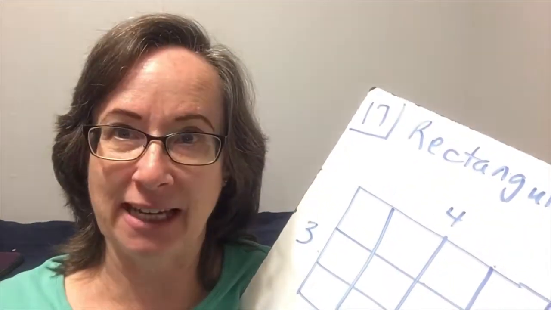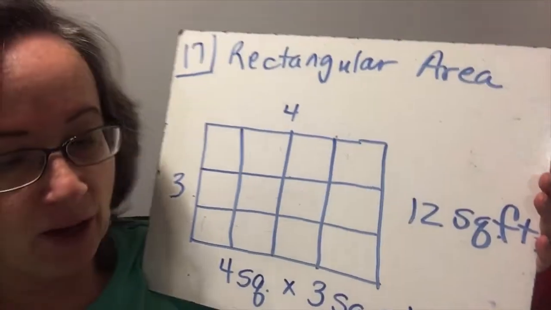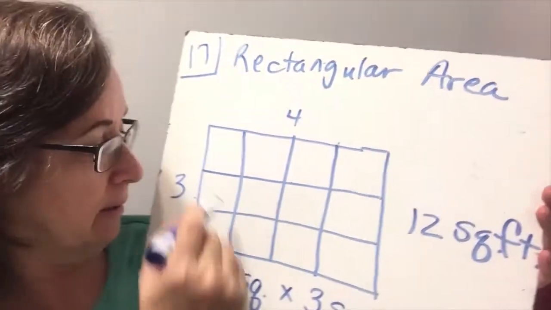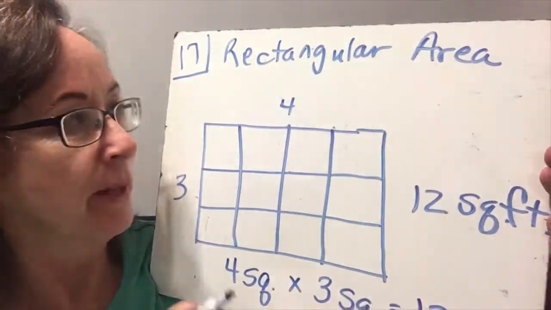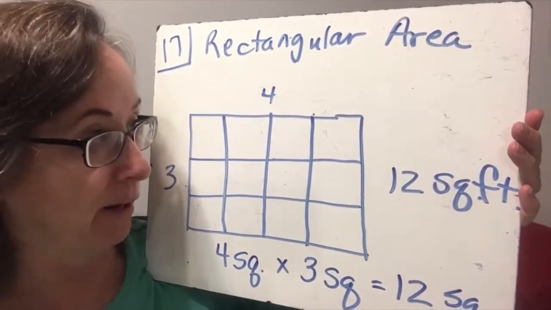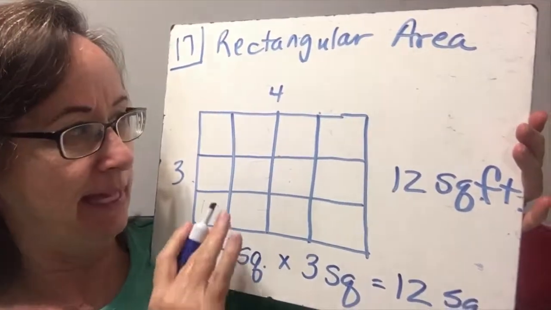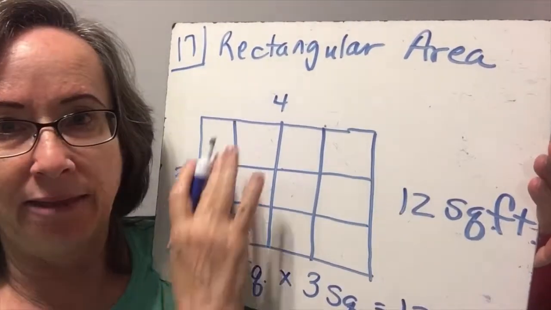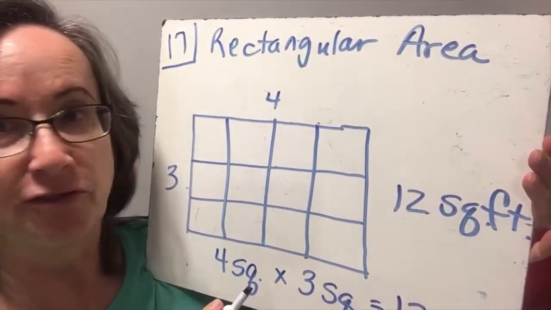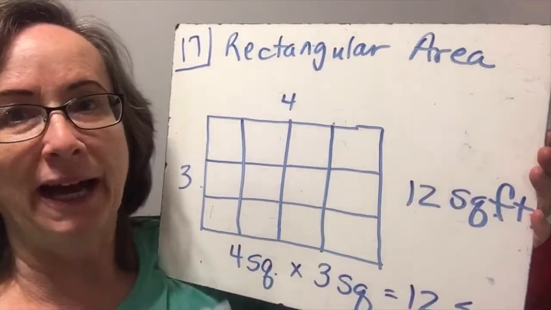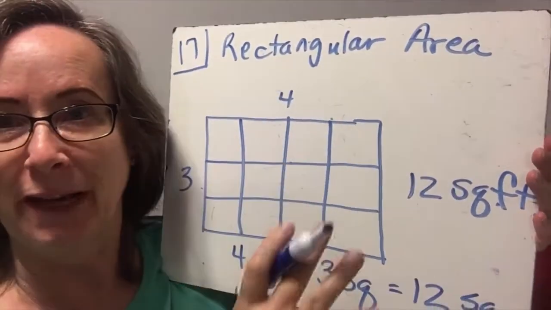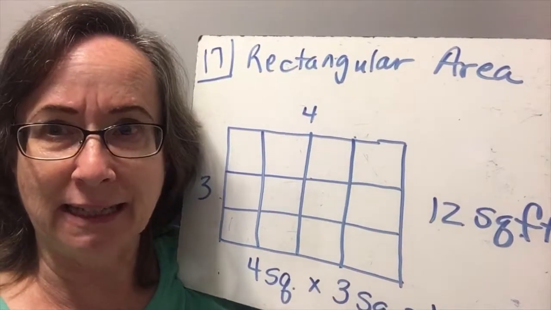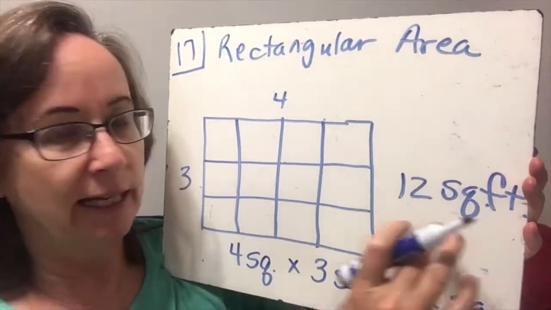We're doing lesson 17, all about rectangular area. So here we have a rectangle that is 4 units long and 3 units wide. This whole section is about area, and area is the space that is covered when we think about the floor of this room. We're going to pretend this is a room, and we're looking for how much carpet we would need to cover the floor of this room in square feet.